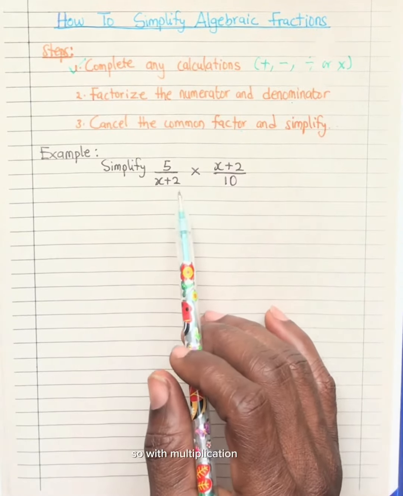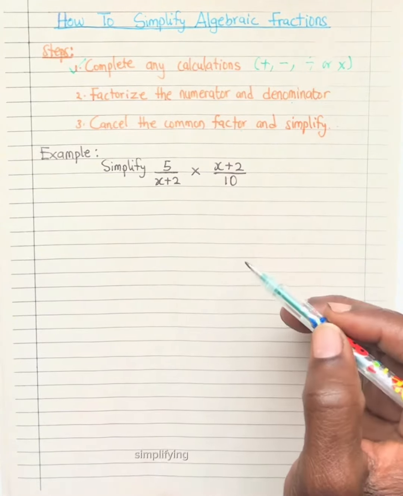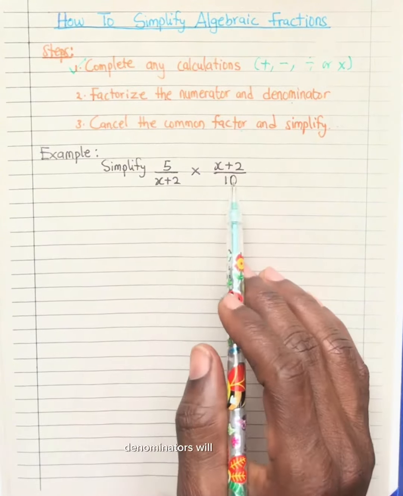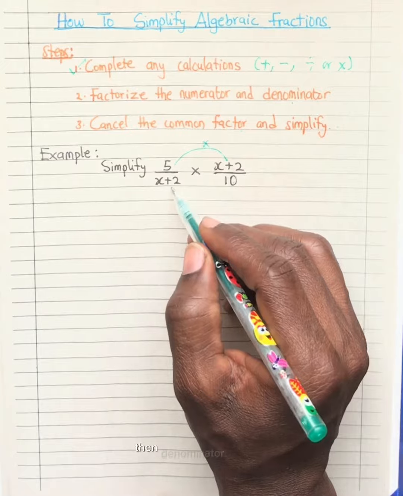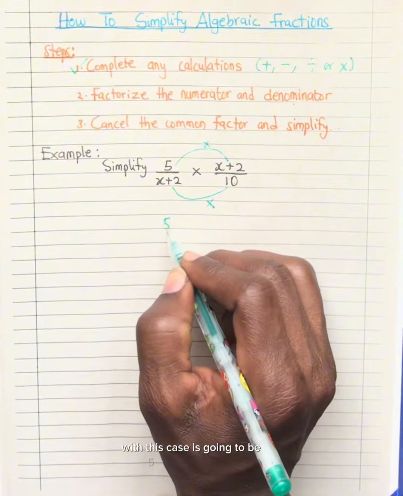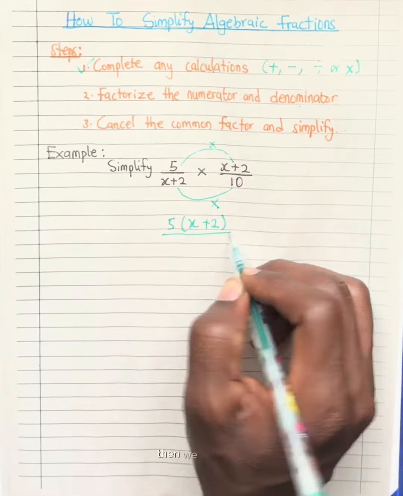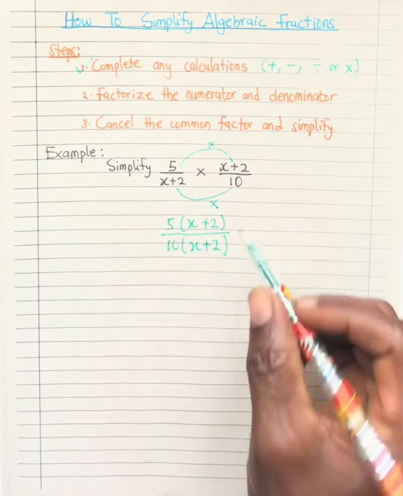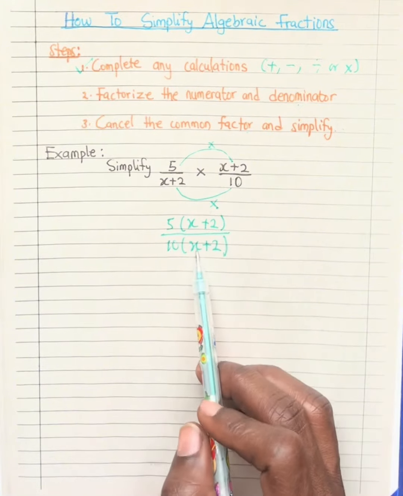So with multiplication of algebraic expressions, it's just like simplifying fractions. So numerators will multiply numerators, denominators will multiply denominators. So in this case, it's going to be 5 times x plus 2, then we have 10 times x plus 2. So numerator multiplying numerator, denominator multiplying denominator. So we have this one.